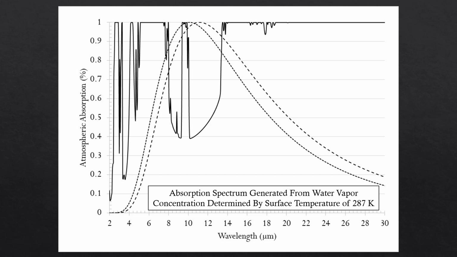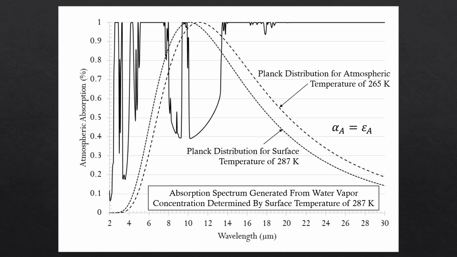The assumption is that atmospheric absorption equals emission. However, this assumption is inaccurate. To understand why, we need to evaluate the Planck distribution for the surface at 287 Kelvin compared to the distribution for the atmosphere at 265 Kelvin.